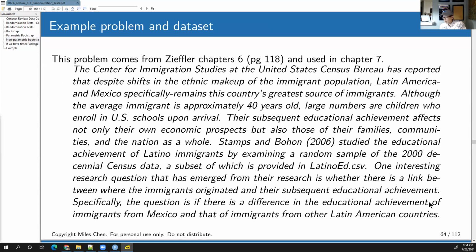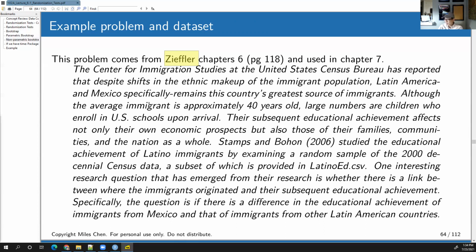Okay, so this problem comes from the textbook Ziefler, and I'll provide a link to this textbook on CCLE. Okay, and you should have access. You might have to connect to the school's VPN to get access, but this problem comes from the textbook. Okay, and so this was a study performed by the U.S. Census Bureau. And they were looking at the immigrant population, specifically Latin America and Mexico, because that's where the largest source of immigrants to the United States come from.